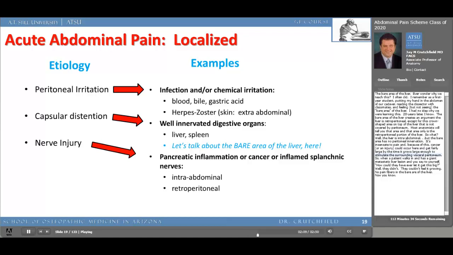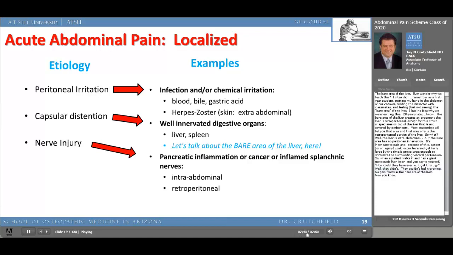It's insensate to pain, and because of this, cancer or an injury could occur here and get fairly large by the time it grows large enough to stimulate the surrounding visceral peritoneum and subsequently parietal peritoneum. So when a patient walks in and has a giant metastatic liver lesion and you say to yourself, how could they have ever let it get to this size? Well, they didn't. They couldn't feel it growing. No pain fibers in the bare area of the liver. Now you know too.